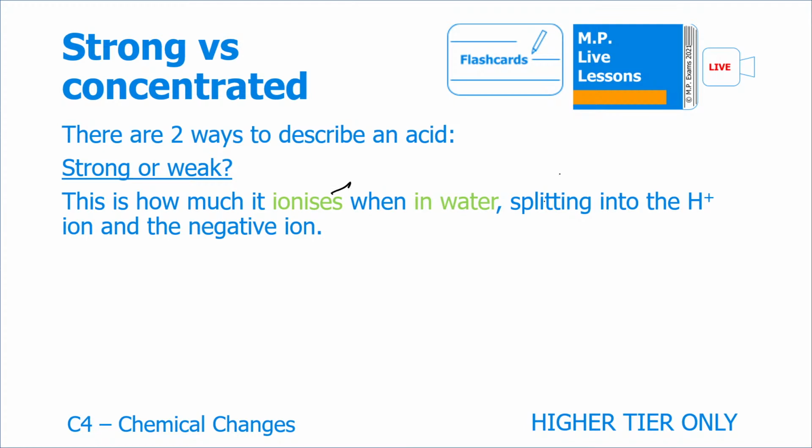For example, a strong acid could be hydrochloric. And if you remember, it had two ions, an H plus ion and a Cl minus ion. Now, if it's strong, it ionizes completely. In other words, it just splits.